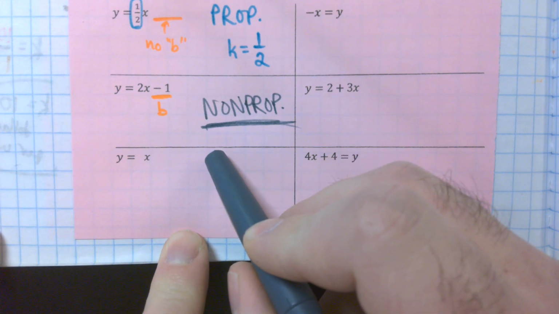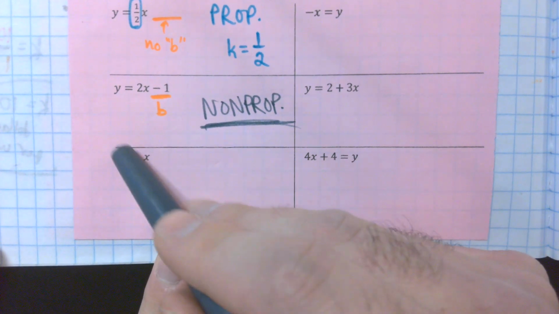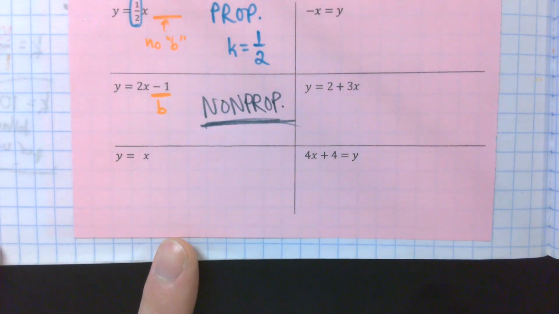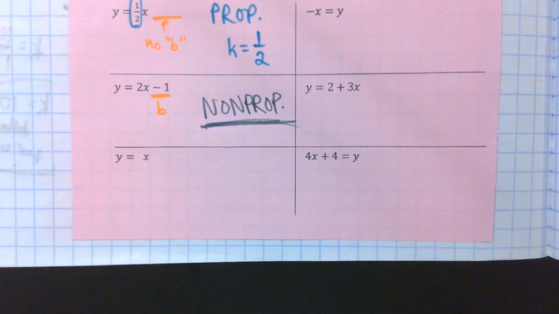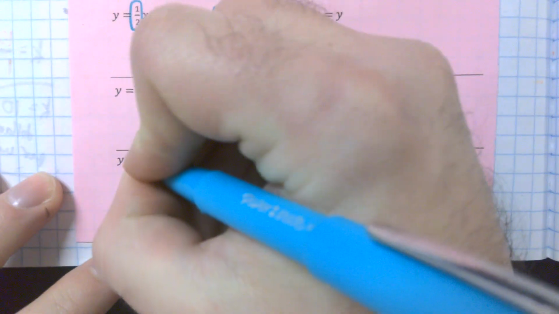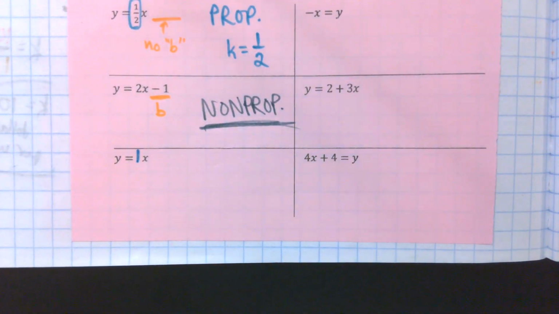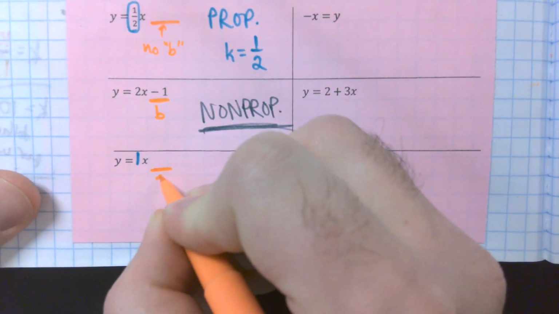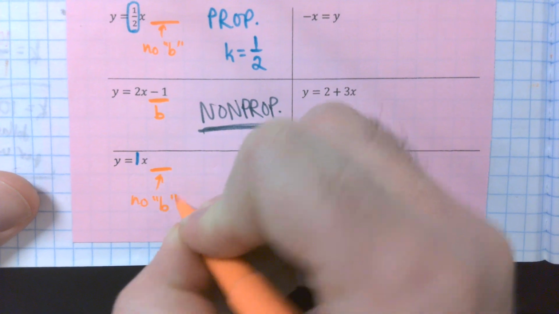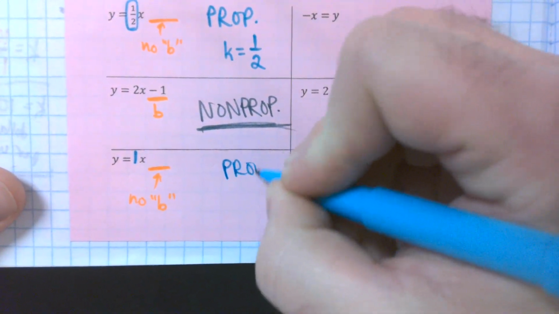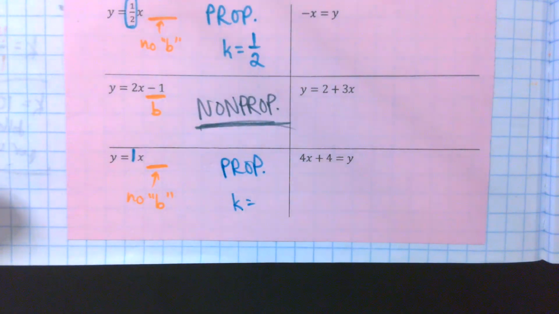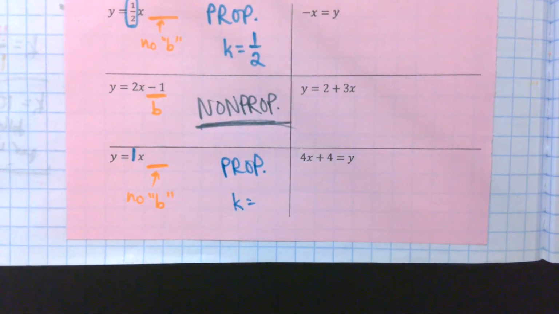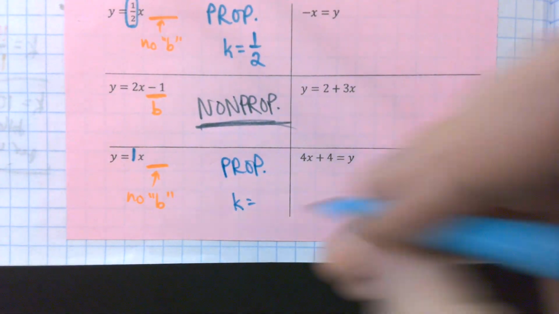Okay. So here's why. What number is in front of that x? Is there a number in front of that x? No, but what number is actually there? 1. What number is being added or subtracted after the x? Nothing. That makes it proportional. There is no b here, once again making this proportional. If it's proportional, then I can find my k value. What's my k value here going to be? 1.